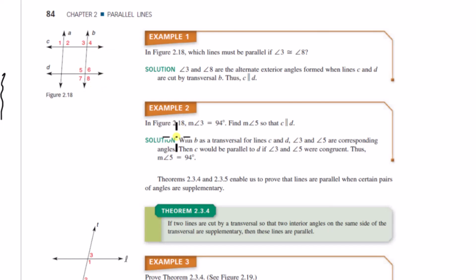Okay. Now in that same figure, if the measure of angle 3 is 94 degrees, find the measure of angle 5 so that C is parallel to D.